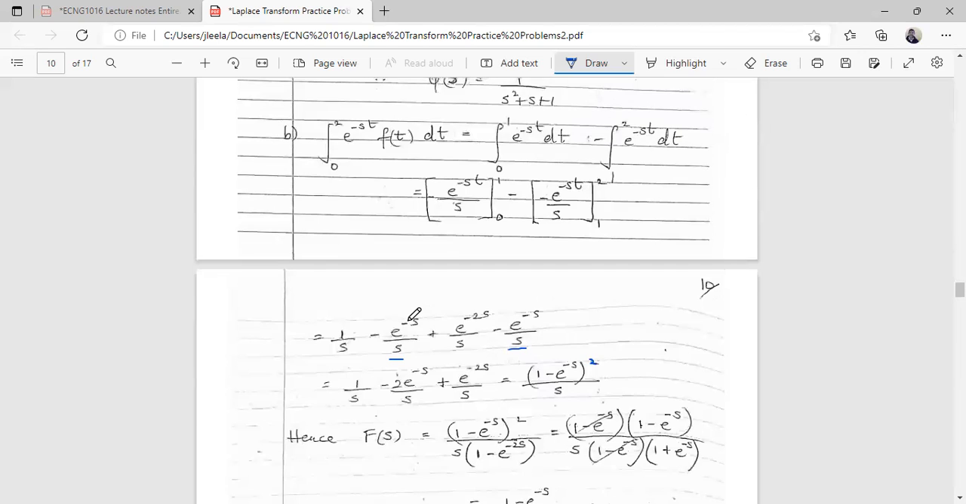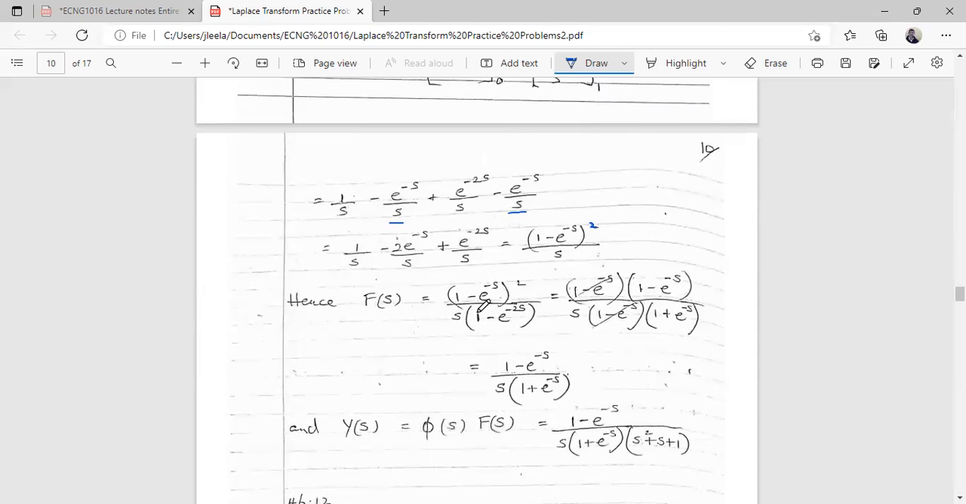So Fs is 1 minus e to the minus s squared over s, right, into 1 over 1 minus e to the minus 2s. Remember, since it's periodic, you have to take this and divide it by 1 minus e to the minus 2s because the period is 2, right?